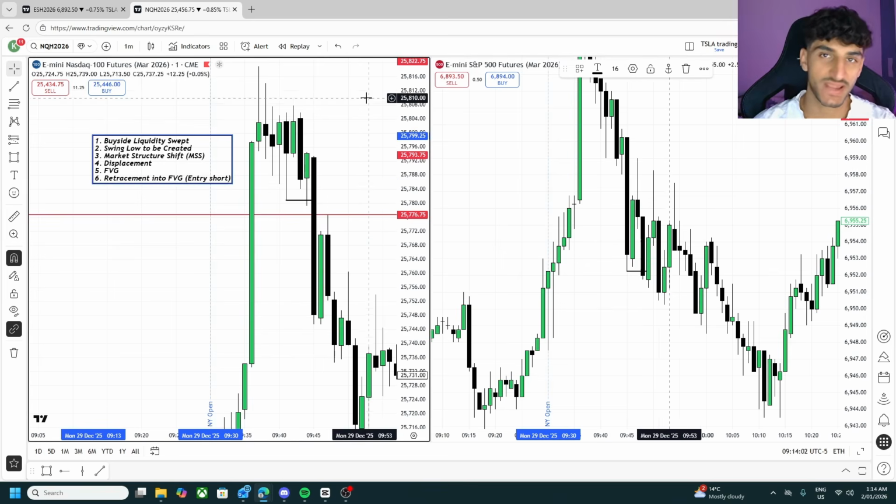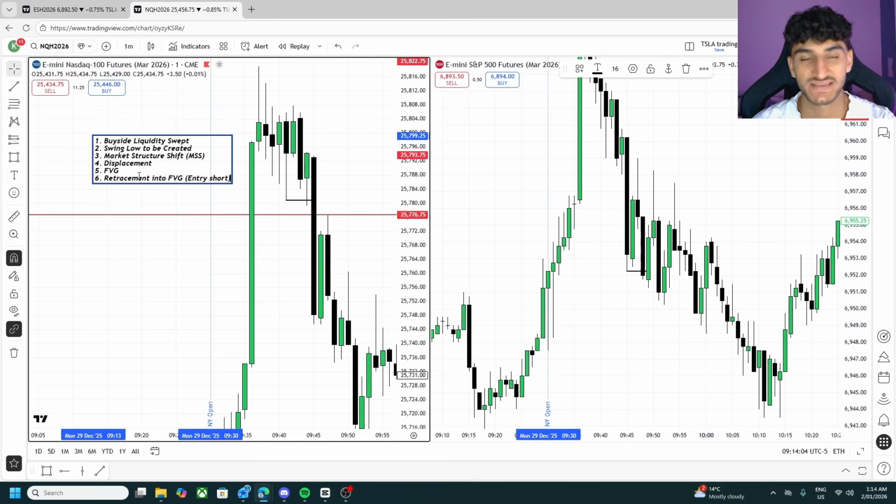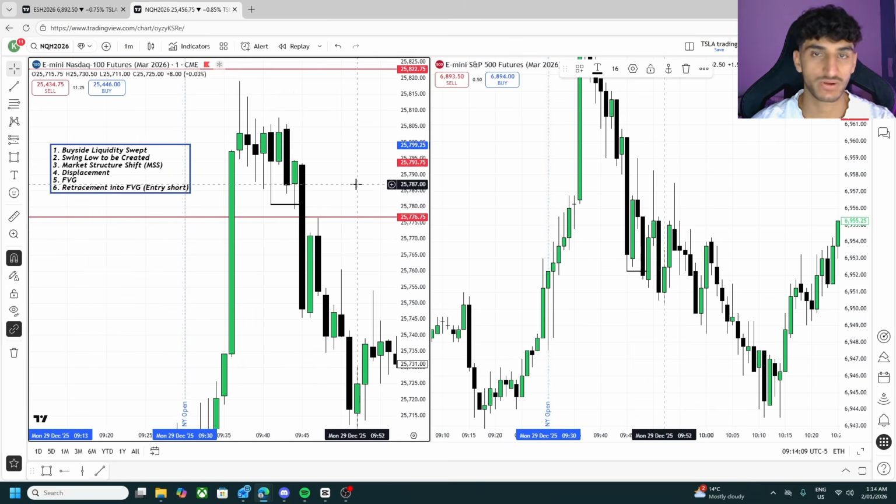Now that we have correlating assets, we could start looking for our 5th and 6th step on our checklist, which is a fair value gap to be created. The reason why I want to see a fair value gap created is because the retracement into the fair value gap is going to be our entry to go short.